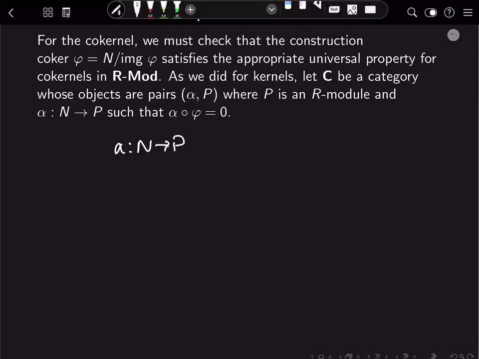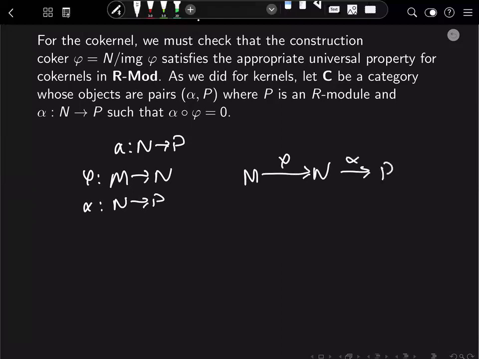So the picture that we can draw is that we have phi that's going to map M onto N, right? And we have alpha that maps N onto P. So essentially we have M onto N with phi, onto P with alpha. And we have a similar condition, that alpha composed with phi is equal to the trivial morphism. So that means, as we did before, that phi of M is a subset of the kernel of alpha.